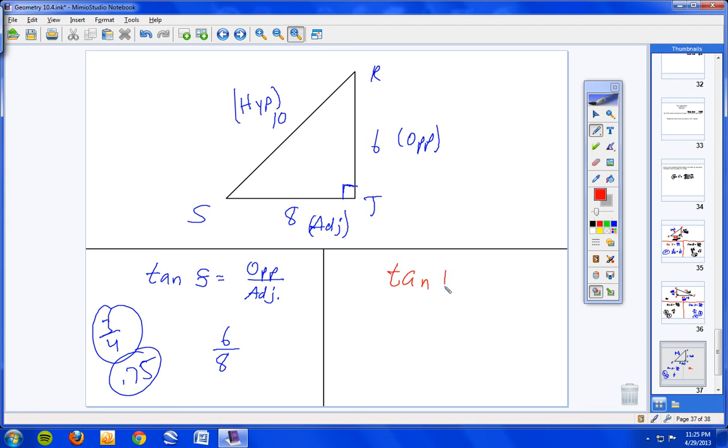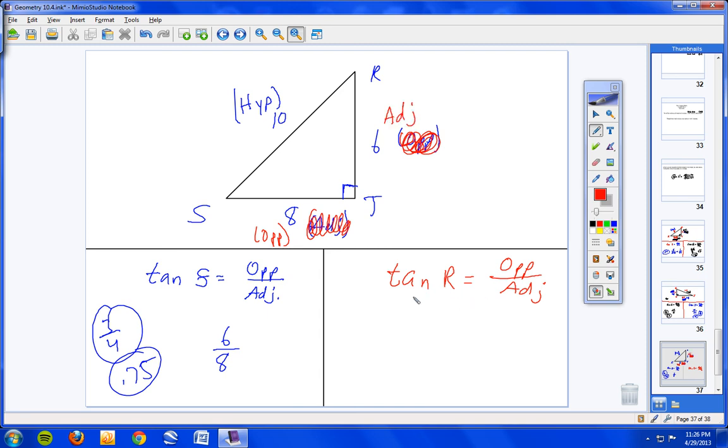What if I said find the tangent of R? Well, as soon as I say find the tangent, you know we're dealing with opposite over adjacent. So we go to angle R. Here's R, right here, angle R. Go straight across. Okay, this is no longer adjacent. We just changed the name. Now this is called opposite. Hypotenuse stays hypotenuse because the right angle is still right here. And the only side left is this side here. We're going to call that adjacent.